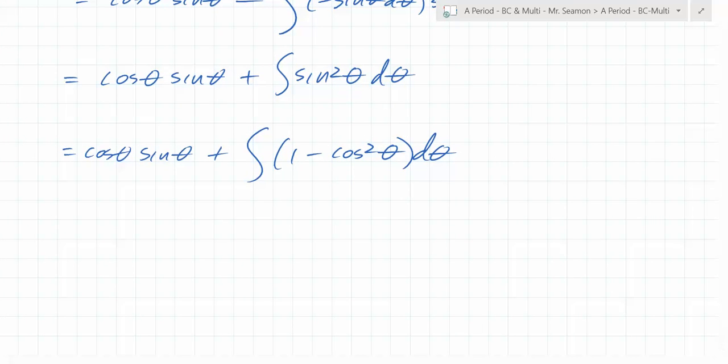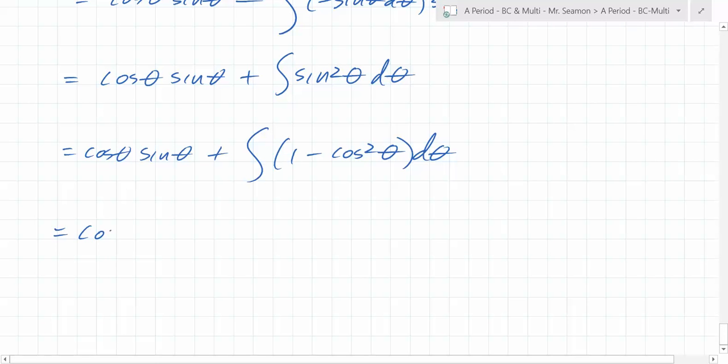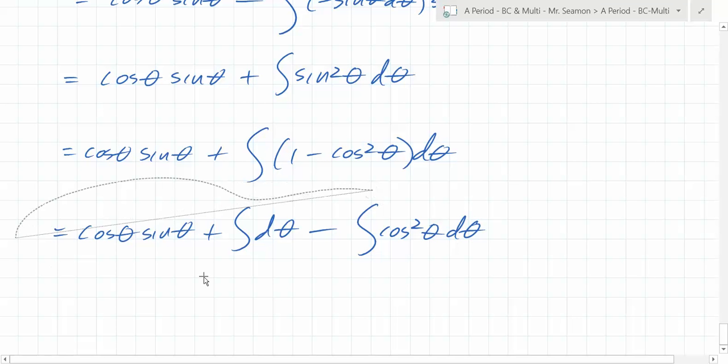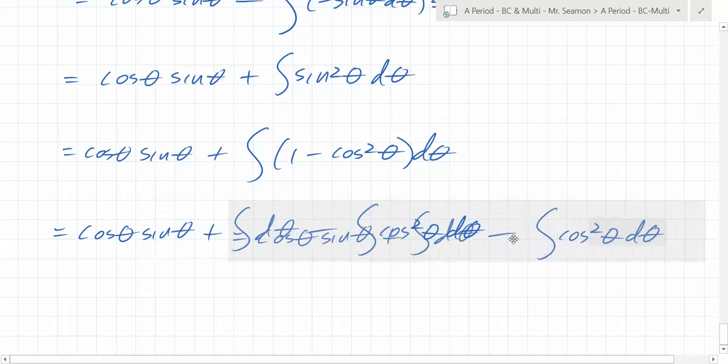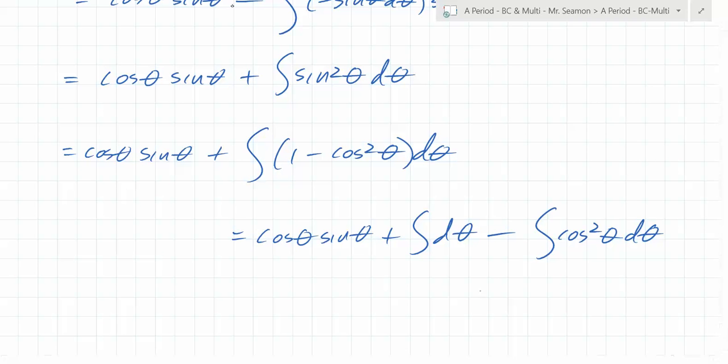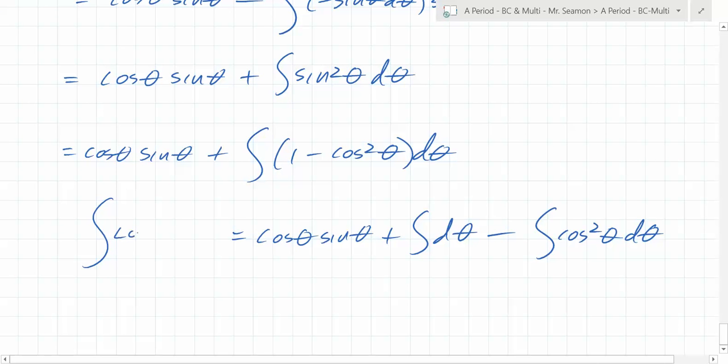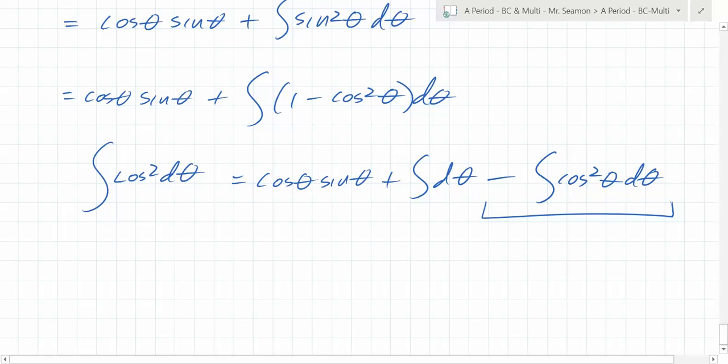Now, I'm saying algebraically, is what we've done so far correct? Yes. Well, I don't really like integrals with parentheses, so I'm just going to break it apart a little bit. Cosine theta sine theta, plus the integral of just d theta minus the integral of cosine squared theta d theta, right? Okay, are we okay with where we are right now? What was the original thing we were trying to integrate? The integral of cosine squared d theta. You see this? What can we add to both sides?